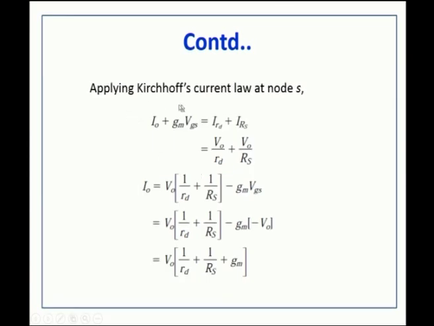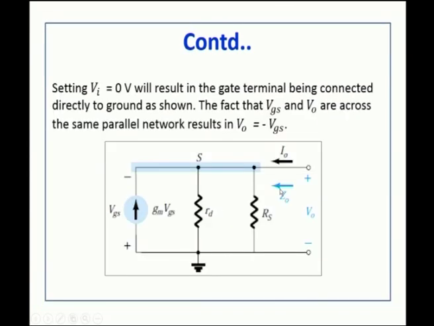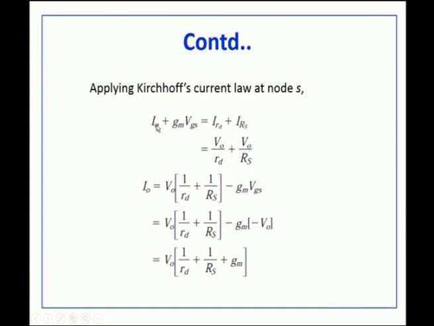So, now apply Kirchhoff's current law at node S to calculate the output impedance. At this point, if you apply KCL, what is the equation? It is IO plus GM VGS is equal to IRD plus IRS. These two currents are flowing towards the node and these two currents are flowing away from the node.